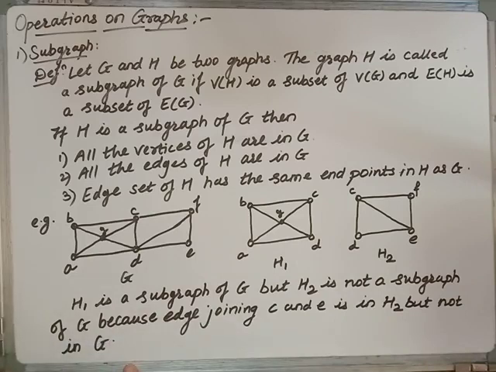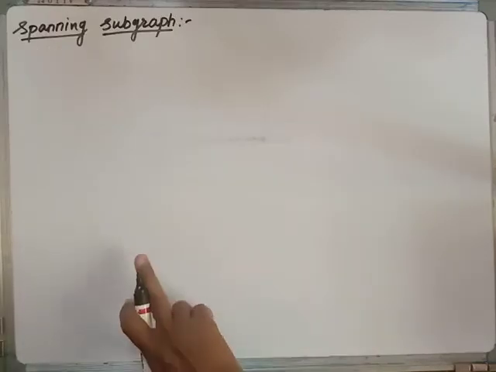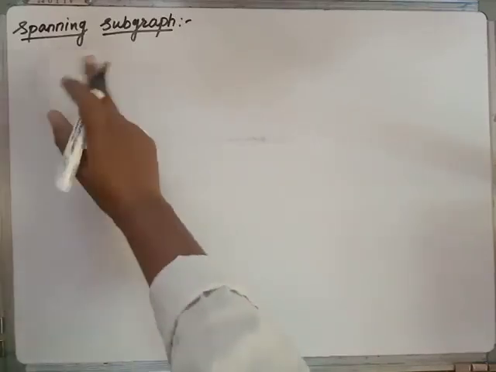This is the definition of subgraph, and these are the important conditions for a graph to be a subgraph of the original graph. Now next thing we have to see is a spanning subgraph.